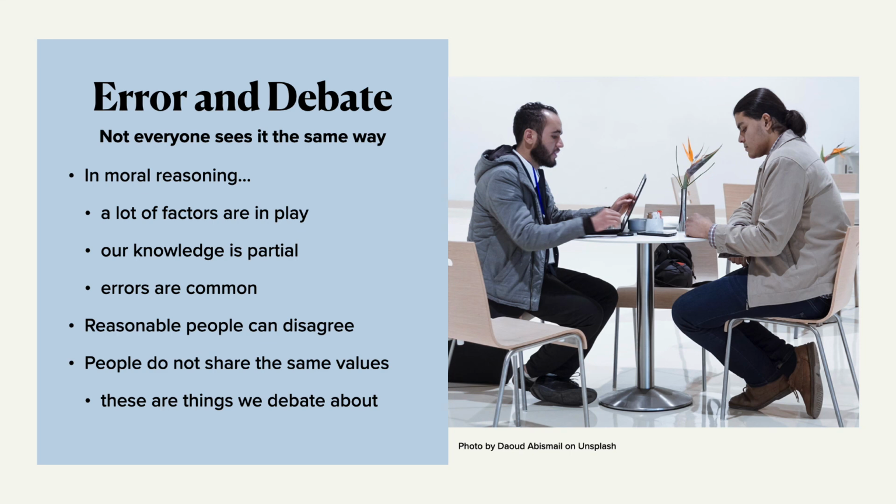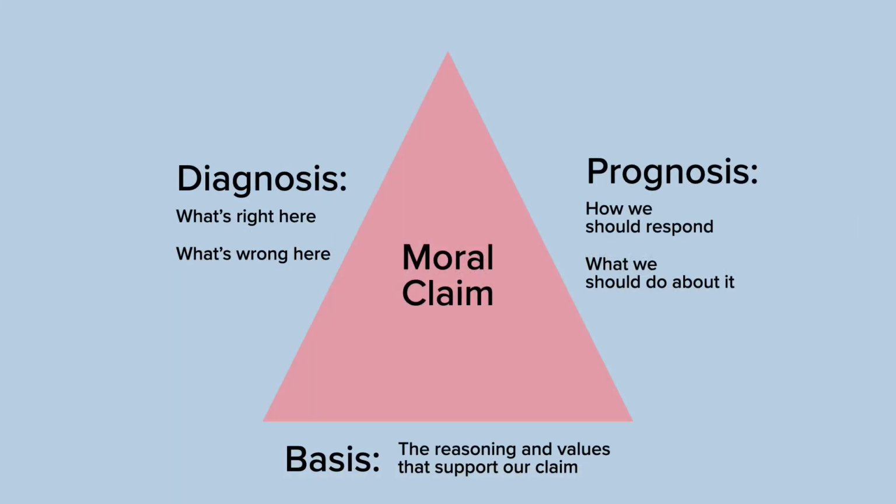One last point for this lecture. Moral claims have three parts. When we make a moral claim, we're saying three things at the same time, even if we're not saying them explicitly. If our moral claim is coherent, all three parts are in our minds. We're making a claim that there's something right or wrong, the diagnosis. There's a way we should respond or something we should do about it, the prognosis. And then there's the basis, or the reasoning and values we use to support our claim.